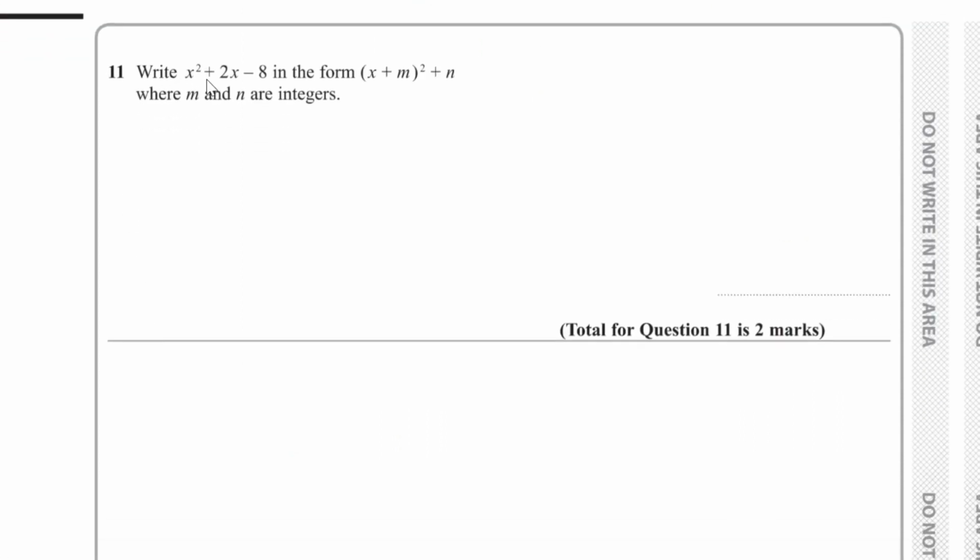Question 11, we have to write x squared plus 2x minus 8 in the form (x plus m) squared plus n. Clearly we have to complete the square. First of all, we halve the coefficient of x. So here we've got x plus 1 all squared. Then we subtract off the square of 1, and we still have the minus 8. When we simplify, we have x plus 1 all squared minus 9.